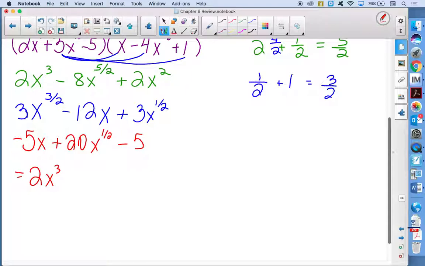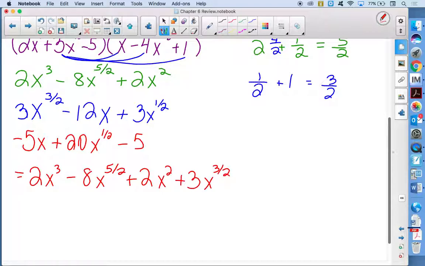Remember, like terms are the ones that get combined together. We have an x to the 5 halves. Looking, there are no other x to the 5 halves, so that doesn't get combined with anything. X squared, no other x squareds. X to the 3 halves, so that stays the same.